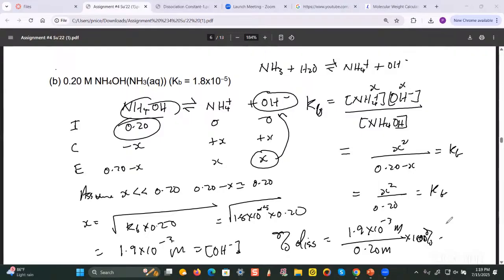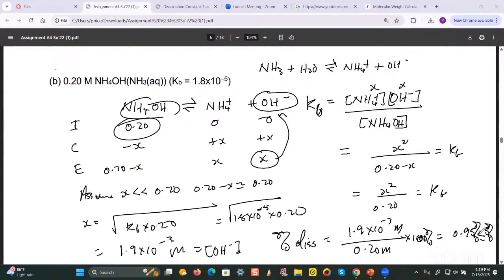And that would be equal to, according to my calculation, 0.95%, which is obviously less than 5%. So the assumption we made would be valid as well. All right. Any questions about this one?